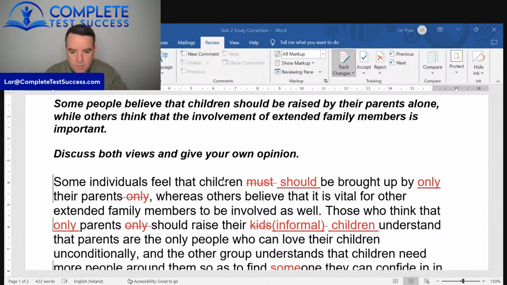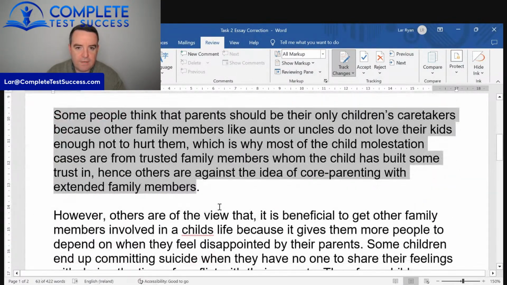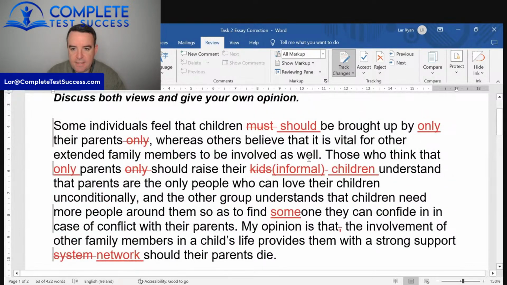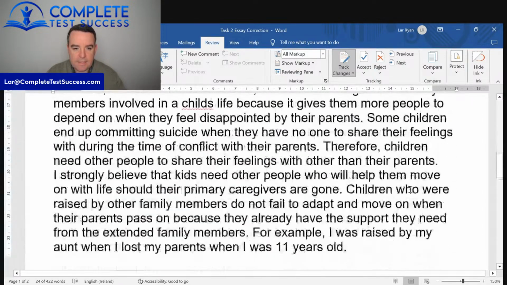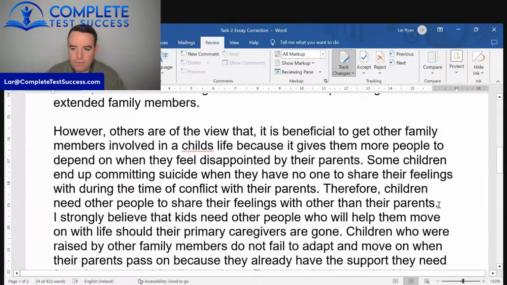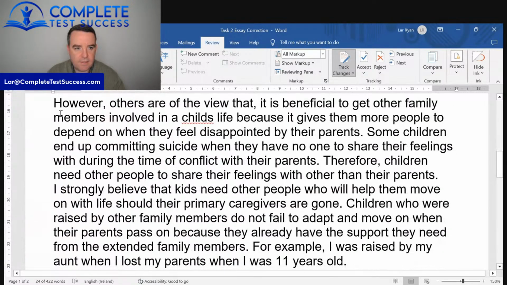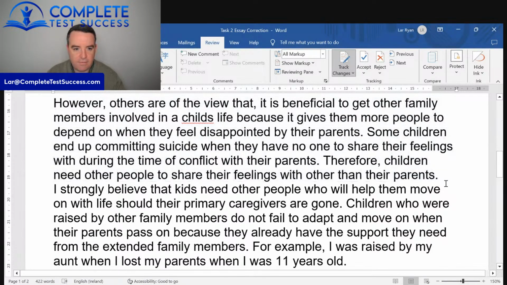Okay, so what I would recommend then is in body paragraph 1, we would talk about whatever the first idea was in the introduction. So those who think only parents should raise their children understand that their parents are the only people who can love their children unconditionally. So this should be the idea developed down here. Okay. Now, actually, do you know what? Earlier on, I was saying that we need to put a line between each paragraph. I think that's what's happened here. I think that is the end of a paragraph.